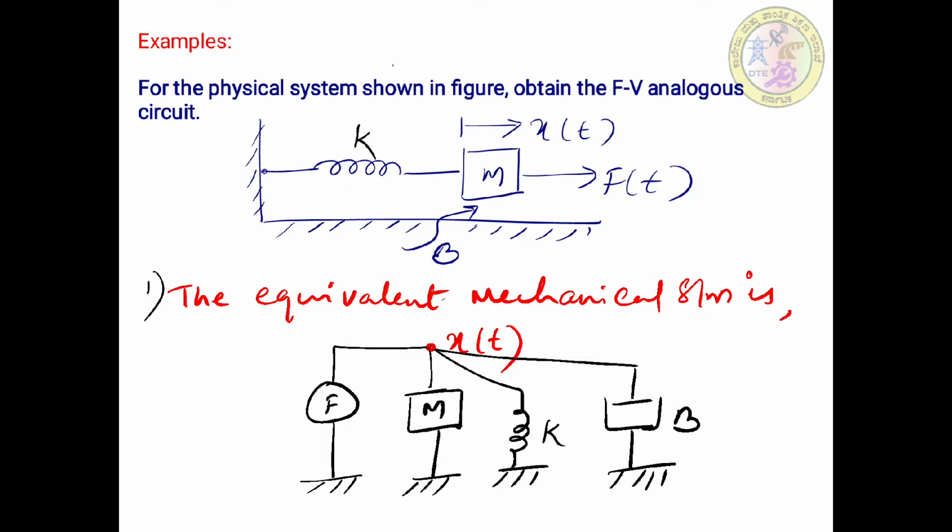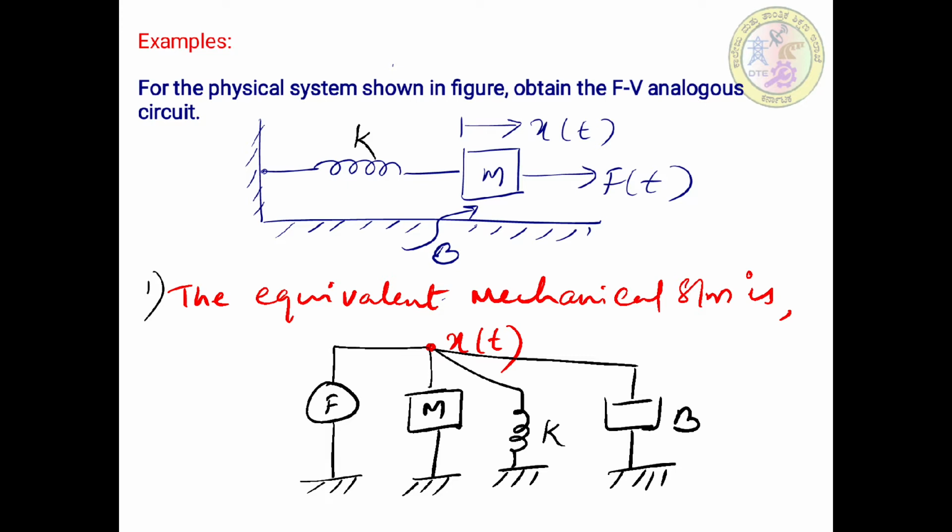So here one problem is given. For the given physical system, obtain the FV analogous circuit. So just observe the given system. It has one spring K, there is one mass M, and there is a friction B, and because of the applied force F of t, there is one displacement X of t.